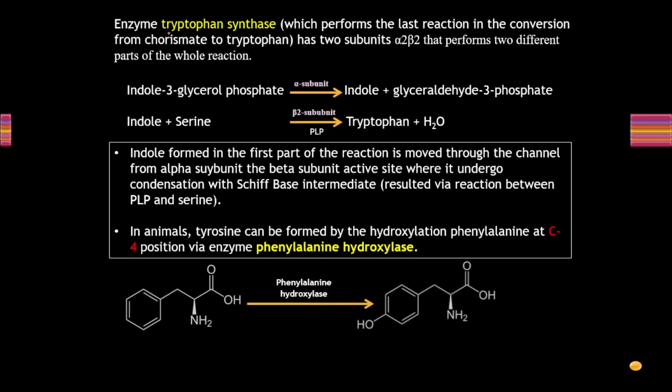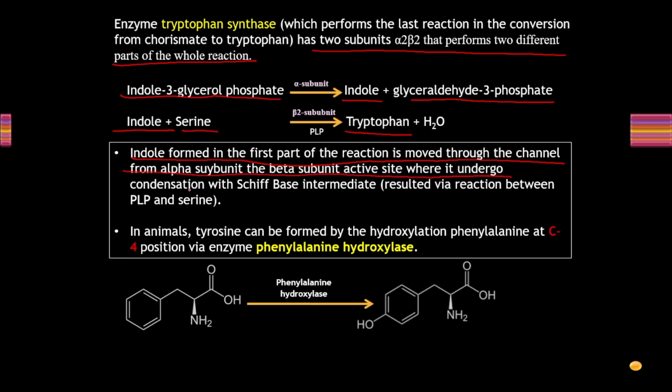Tryptophan synthase, which catalyzes the last reaction in the conversion, has two subunits, right, and two parts of the whole reaction. So indole 3 glycerol phosphate is first converted into indole and glyceraldehyde phosphate, and the indole reacts with serine, and it forms the tryptophan. The indole formed in the first part of the reaction is moved through the channel from the alpha subunit to the beta subunit, where it undergoes condensation with Schiff base intermediates, resulting in the reaction between the PLP and serine.